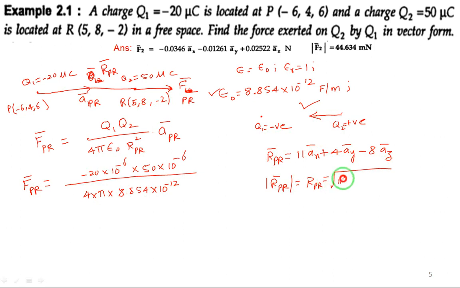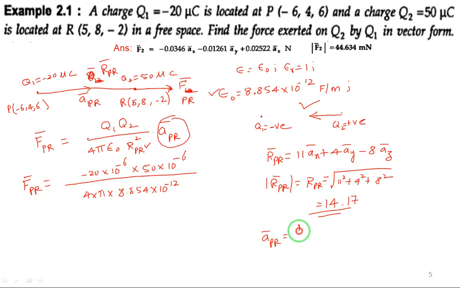Under root of 11 square plus 4 square plus minus 8 whole square, nothing but 8 square only I will take, because it doesn't matter. So root of 11 square, I hope you are also calculating, plus 4 square plus 8 square. I am getting 14.17. I hope you are getting the same thing, 14.17. So this is RPR. We will substitute here. But APR also we have to find out.